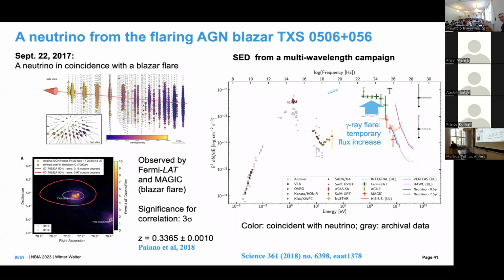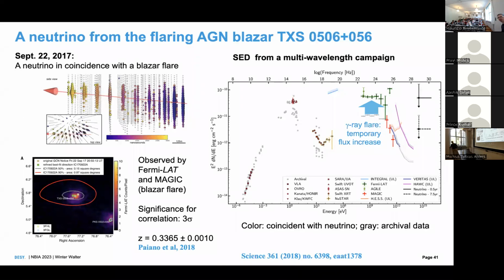The significance for the correlation is relatively high, and the redshift is also not low, but not super high. I mean, remember those energetic plots I showed before. You probably don't want to be at too high redshifts. So 0.33 is probably not so bad.